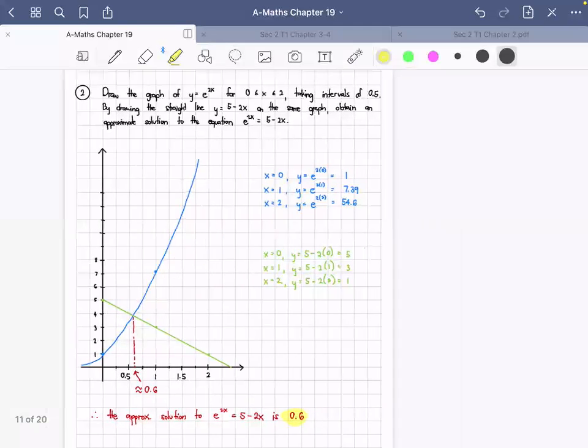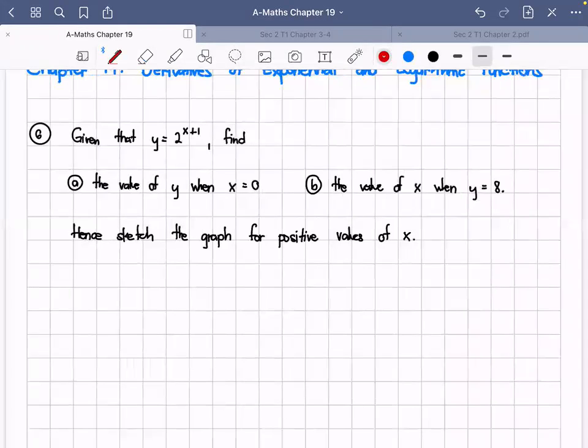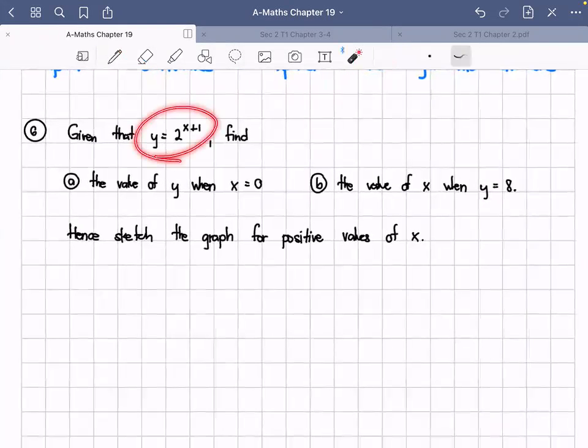All right, now can you please go to page 412, and then let's do number 6. Please get a pen and a paper. Let's solve number 6. Given that y is equal to 2 raised to x plus 1, let's find the value of y when x is 0, and the value of x when y is equal to 8.